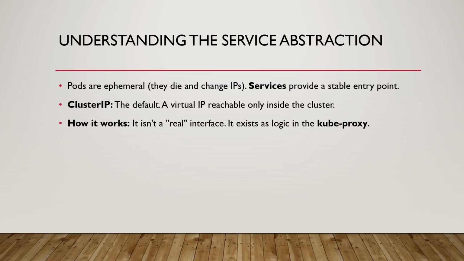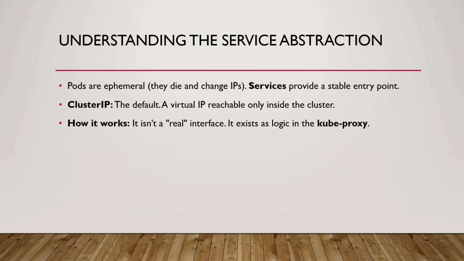So let's understand the service abstraction. We know that pods are ephemeral in nature, they die. When they die, their IP is also going to change. So services provide a stable entry point. Like they provide the cluster IP, the default virtual IP reachable only inside the cluster. Basically how it works, it is not a real interface, it exists as logic inside kube-proxy.